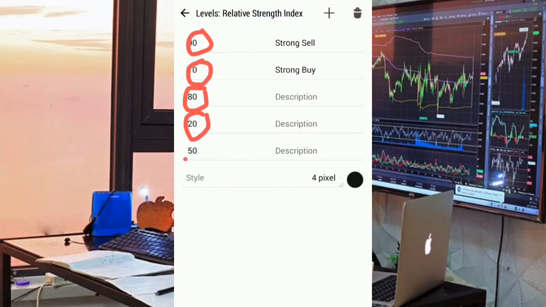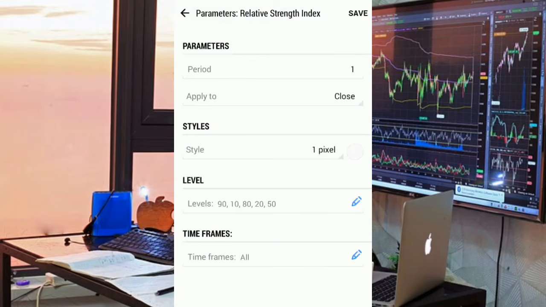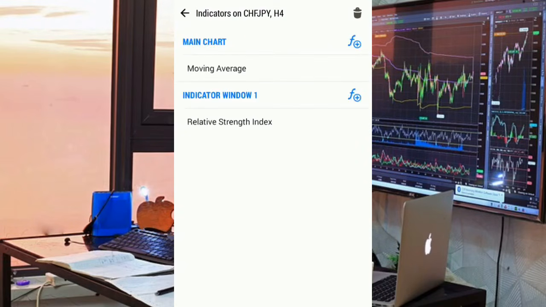And then the 50 line level, you can use it either for going up or for going down. It's still not a problem, but there is something I want us to do on the 50 line level, and I'm going to tell you about it. After that, make sure that's 4 pixel and make it black, and we are good to go. Click save. Now I want us to come to the indicator window 1.